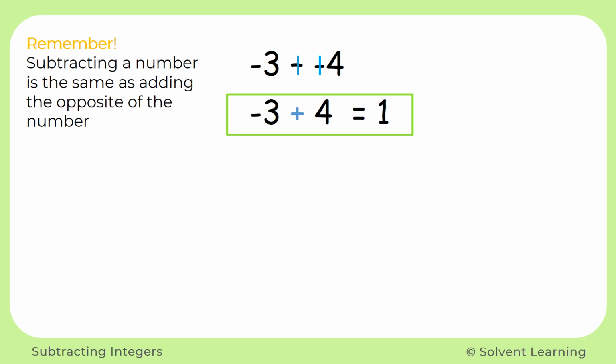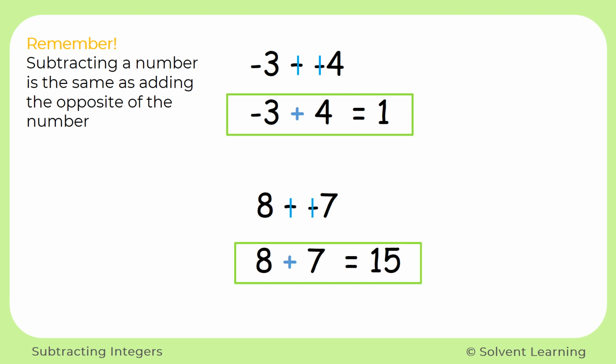Let's look at one more example. 8 minus negative 7. We see that we have the subtraction and then a negative number right after. So you can automatically draw those 2 little vertical lines so that now we're adding the positive 7. So 8 plus positive 7 gives us 15.